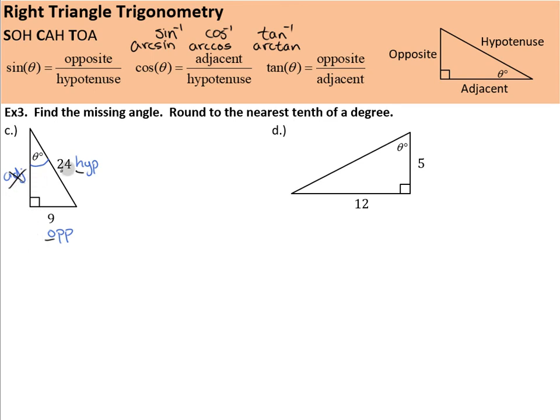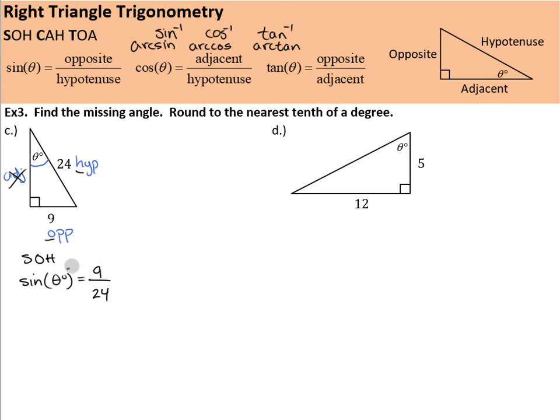Now, by the way, if you did know all 3 sides, that's okay. Just pick your favorite 2, and that will tell you which trig to use. Anyway, here, O and H goes along with sine. We need to use sine again. Sorry, cosine. So here we're using SOH, or sine. So the sine of our missing angle, theta, equals the opposite, which is 9, over the hypotenuse, which is 24. So this is from our SOH, right? Sine equals the opposite over hypotenuse.